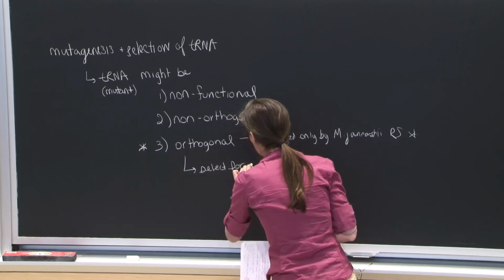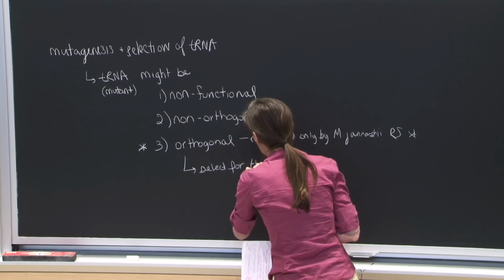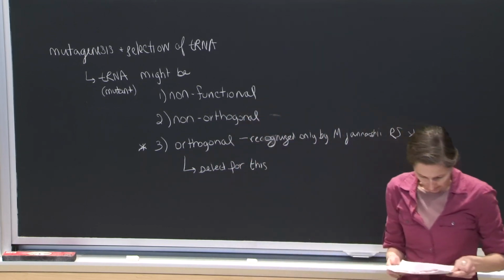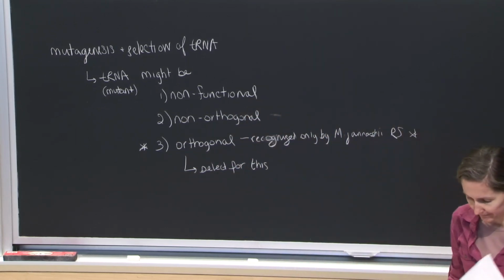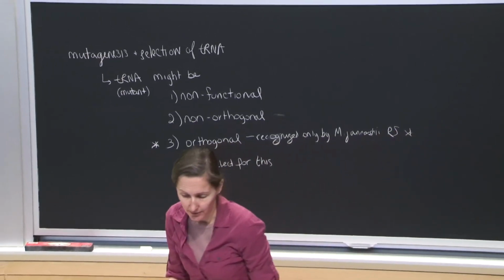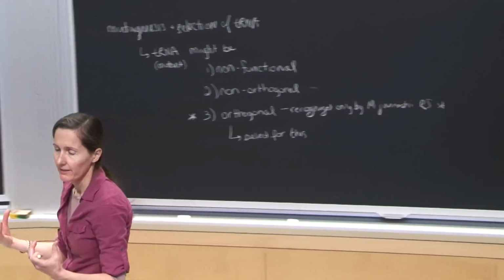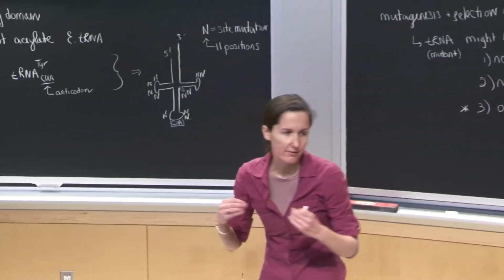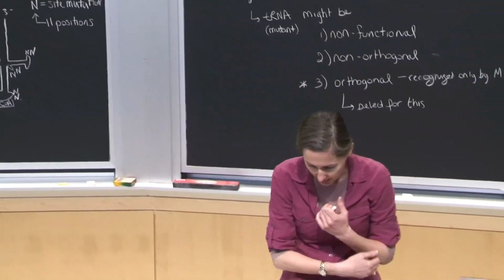And so assays need to be done that allow these to be differentiated. So the end result is an orthogonal pair. But the point is you can't just take this pair from the other organism. It needs to be further modified.